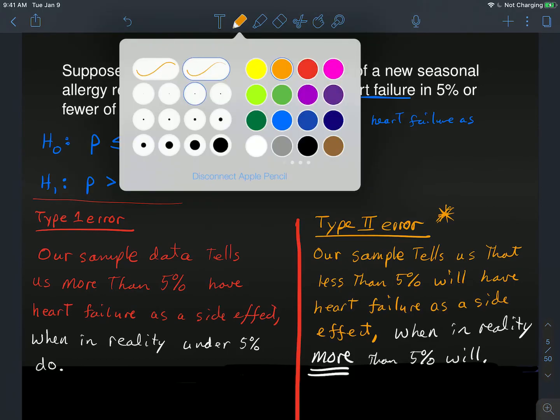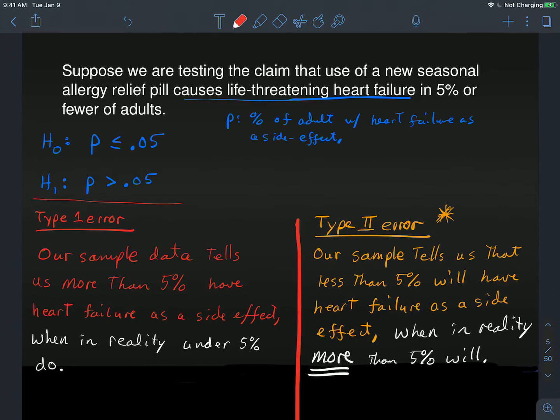On the other hand, the type 1 is not so bad. The conclusion of making a type 1 error is that our sample data is telling us more than 5% have heart failure, which would essentially mean, as a pharmaceutical company, I'm going to go back to the drawing board and see if there's a way to mitigate this side effect. And even though I'm wrong, I'm at least not putting other people's lives at risk. So this is not so serious of an error.